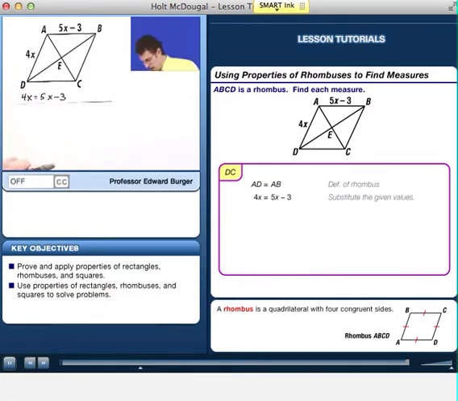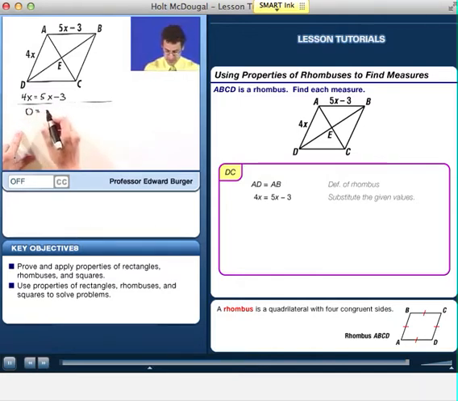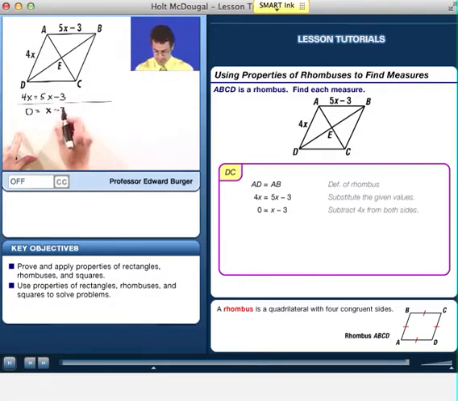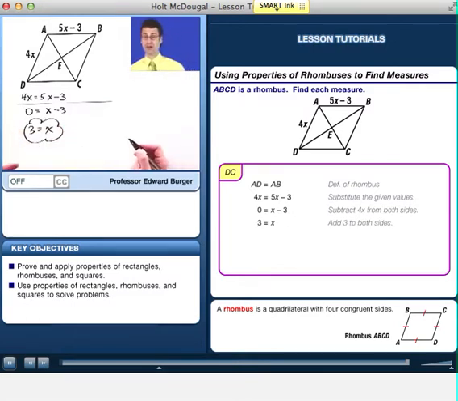And now we can solve for x. I would subtract 4x from both sides, and so I have 0 equals 5x minus 4x, which leaves 1x minus 3. And then I add 3 to both sides, and I see that 3 is equal to x. So x equals 3. Now we might do our little happy dance. We got the answer. x equals 3.